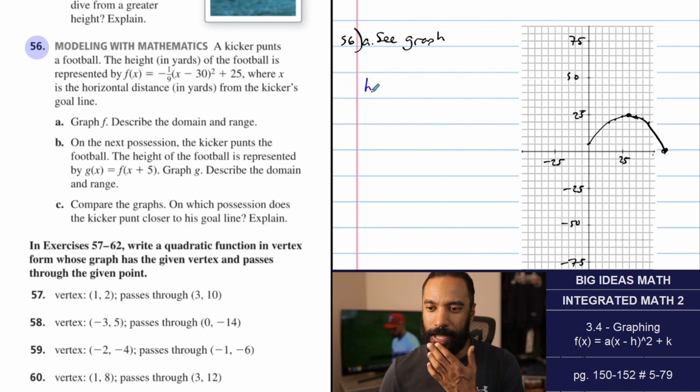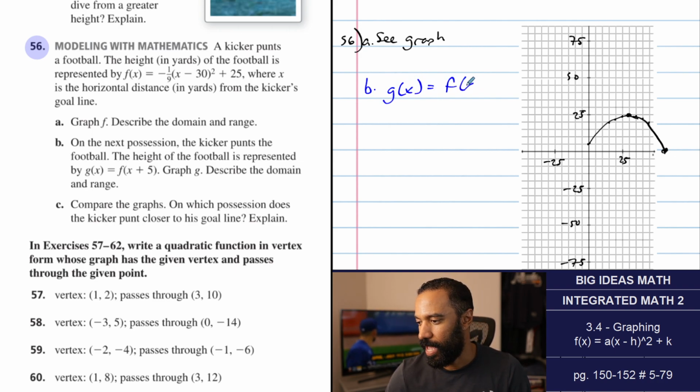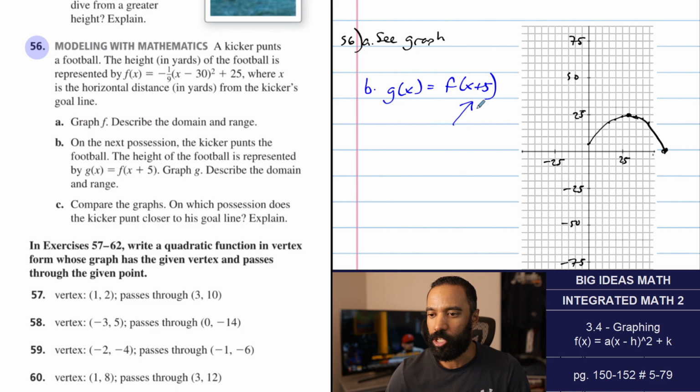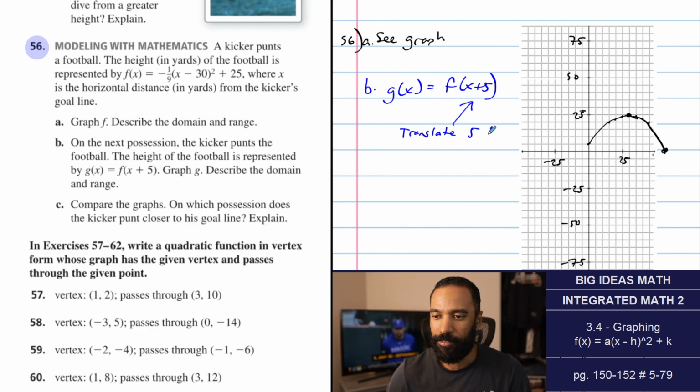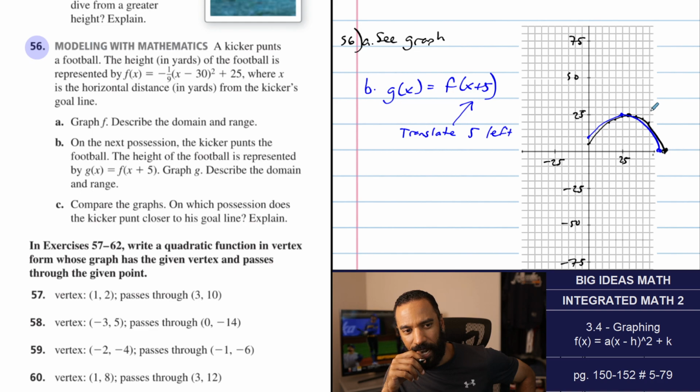Part B, we have this new g of x equals f of x plus 5. This is going to be a translation, 5 units left. Translate 5 left, 5 yards to the left. And so that's going to start right here instead. It's going to otherwise be the same graph. They say to graph it. It's going to look like that. Now, is the y-intercept always going to... Wait, hold on. What did they say x was? x is the horizontal distance from the kicker's goal line.